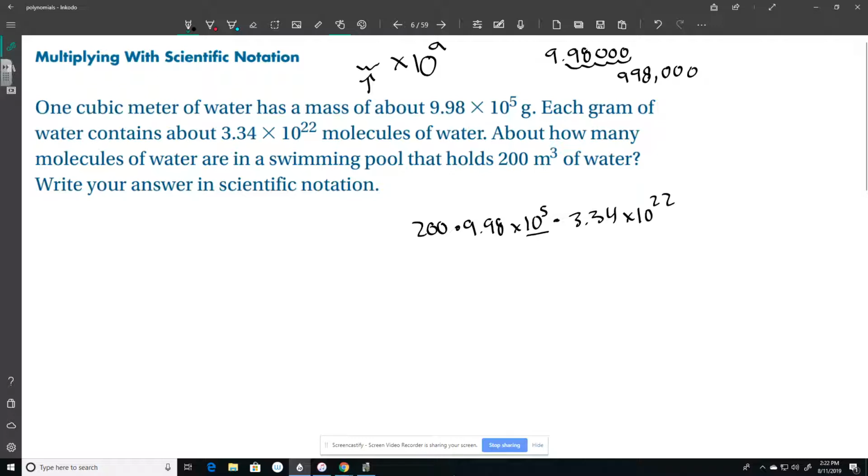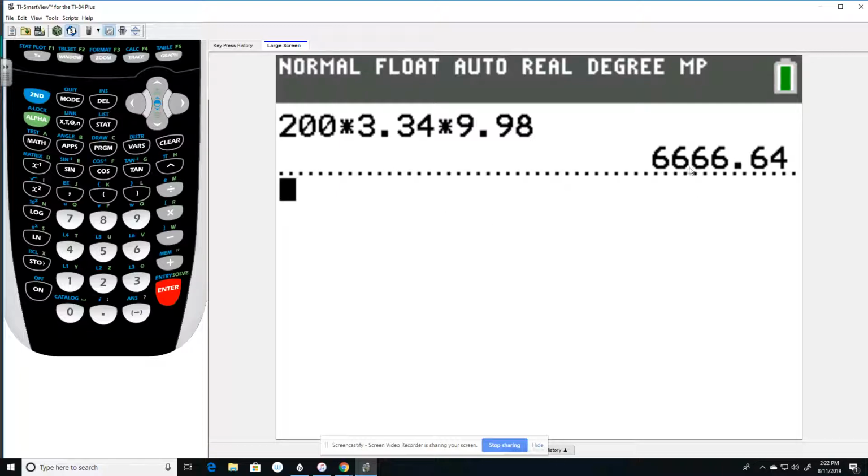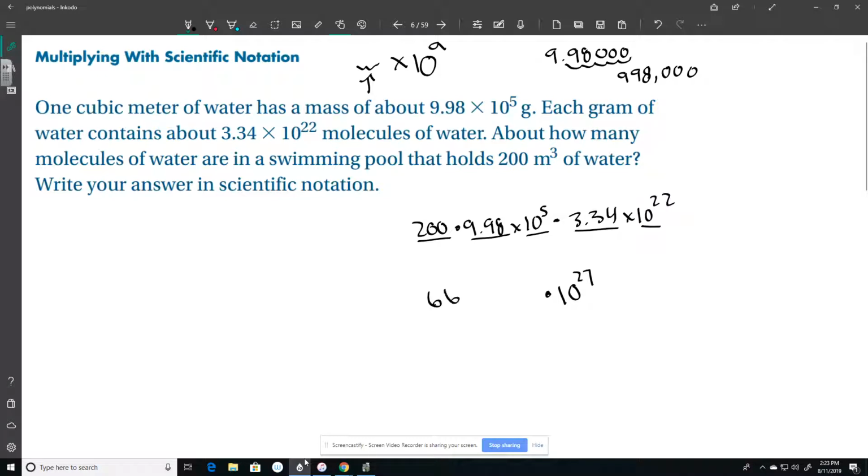So I've got tens right here that can combine. That's 10 to the 27th power. And then I have 200, 9.98 and 3.34. So when I multiply that, I take 200 multiplied by 3.34 multiplied by 9.98. When I hit enter, I get 6666.64. So 6666.64 times 10 to the 27th.